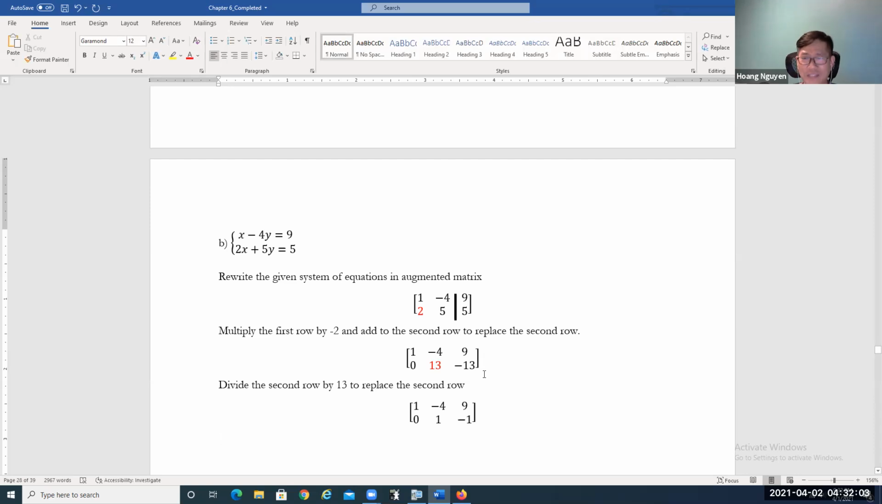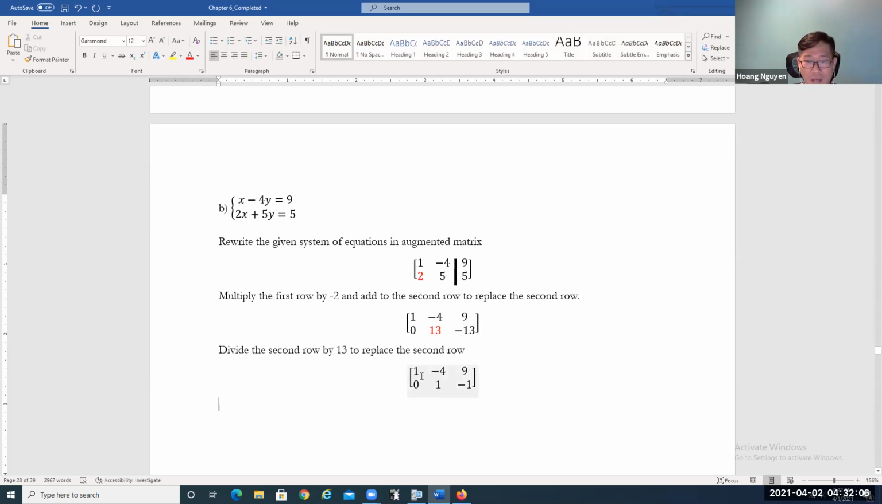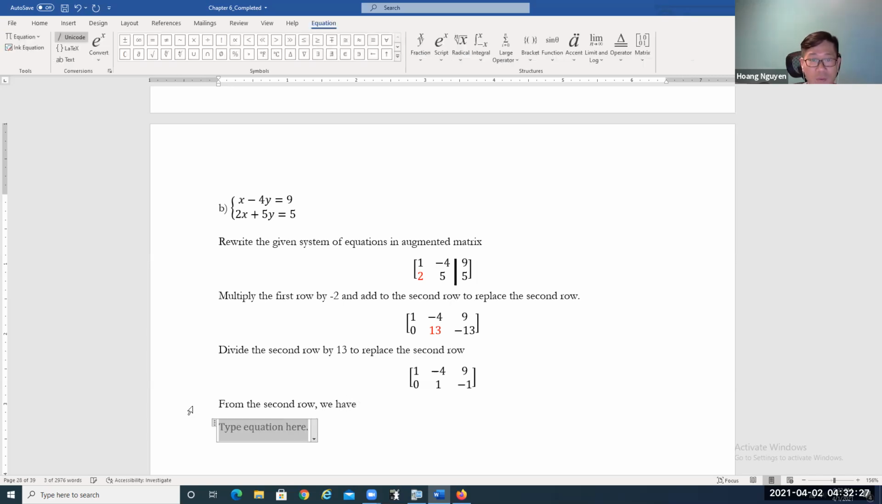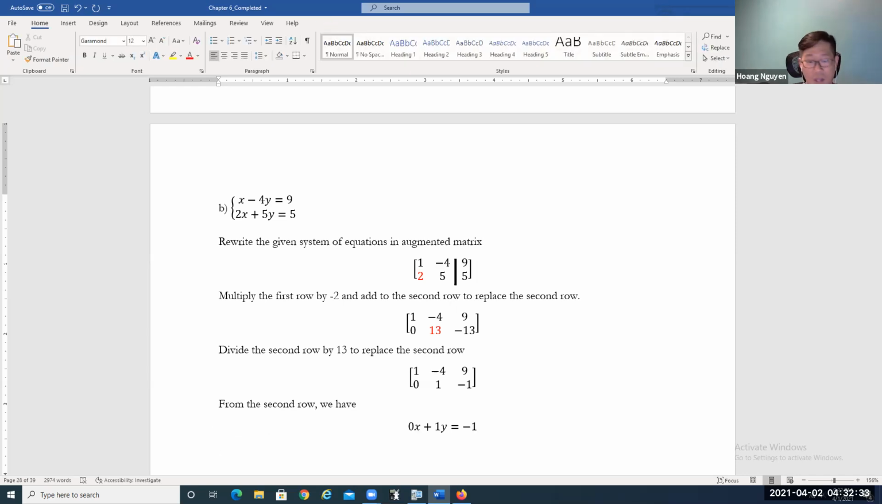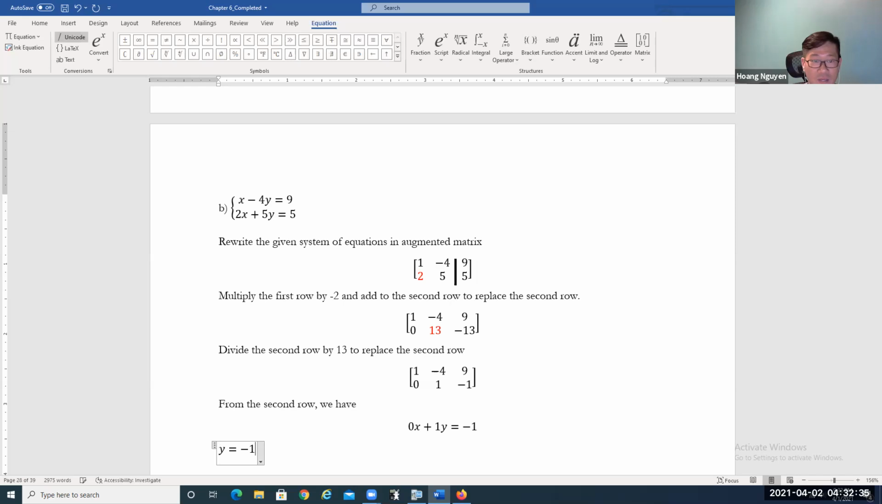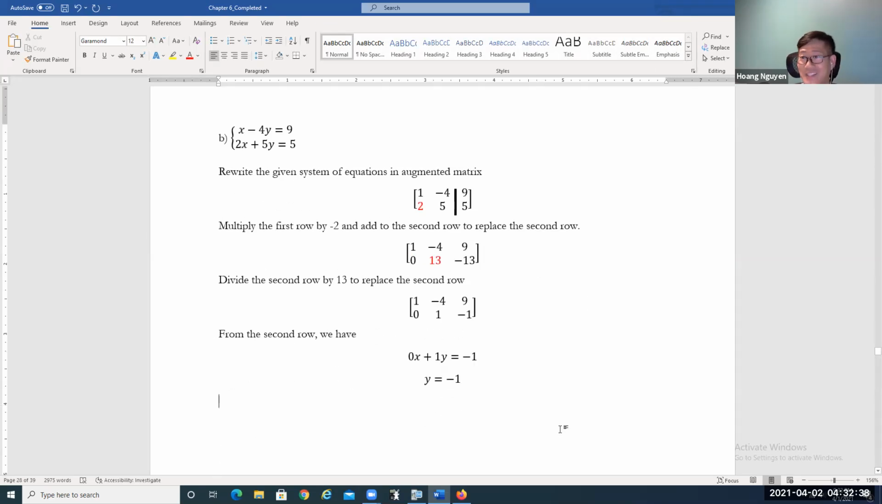Now double check, are we done? On the main diagonal, every element is 1, and anything below that is 0. Okay, so that looks good. Now we're ready to do back substitution. We substitute from the back, right? So we start from the last equation or the last row. From the second row, we have 0x plus 1y is equal to -1. Actually, we do have the solution: y is equal to -1. That's good. We have the solution for the variable y.